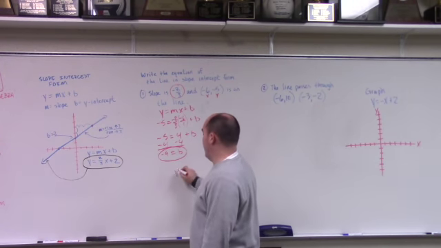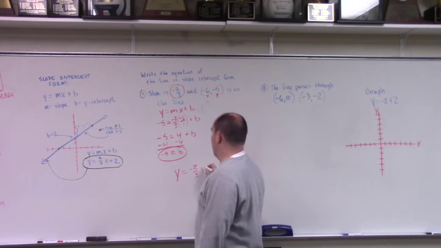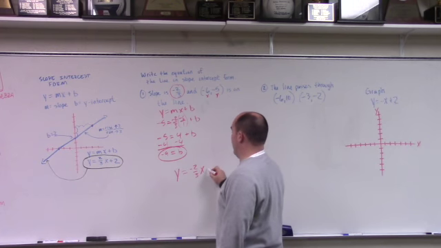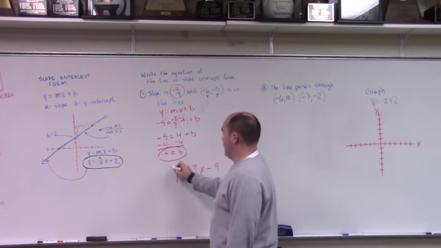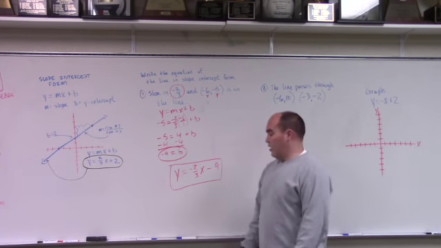So I'm going to write y equals -2/3 times x, and then the y-intercept is -9, so I'm going to write -9. And that would be my equation.